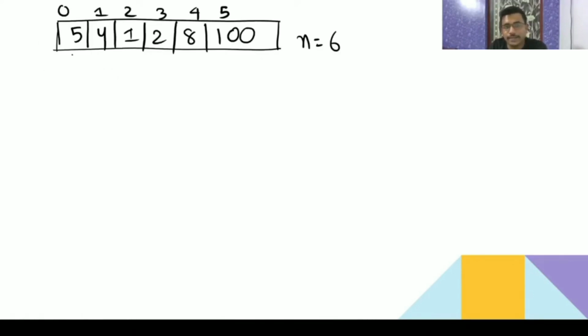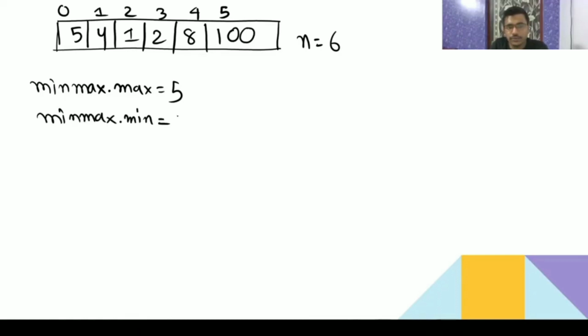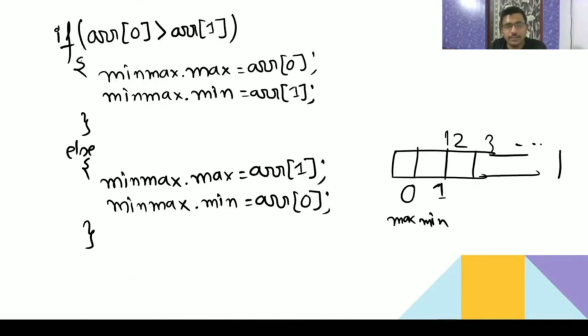Is it greater? Yeah, it is greater. Then max is going to be 5, and min is going to be 4. Okay, max is going to your 5 and minimum is going to your 4. Now this is done.